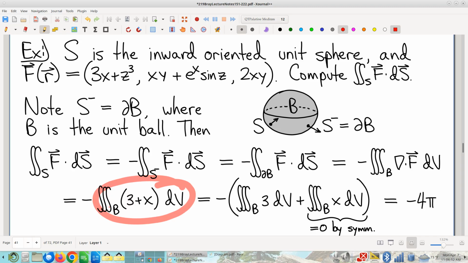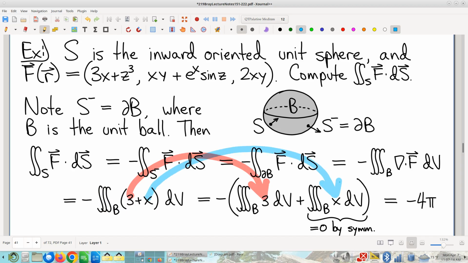3 plus x is not symmetric through any plane that the ball is also symmetric through. So symmetry is not on the table. Convenient little geometric observations not really on the table. But if you split it up into 2 separate integrals, right, then both of these integrals work out great. That's a constant on a garden variety geometric shape, so that's easy to compute. And let's see here. This one is 0 by symmetry.